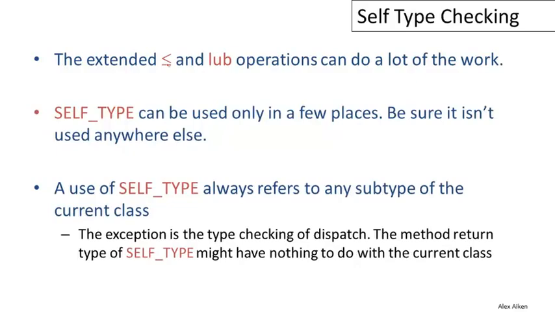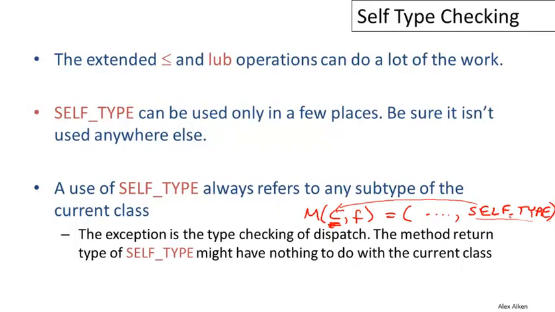And finally, for the most part, a use of self-type always refers to any subtype of the current class. There is one exception to this in the type checking of dispatch. In dispatch, there's a method lookup where we look up in some class C a method f, and it's possible that that method will have a return type self-type. And this class here, C, may have nothing to do with the current class. We're dispatching here to a different class, and whatever our current class is, this particular self-type refers to self-type in that class, the class in which we're doing the lookup, not whatever class in which we're doing type checking.